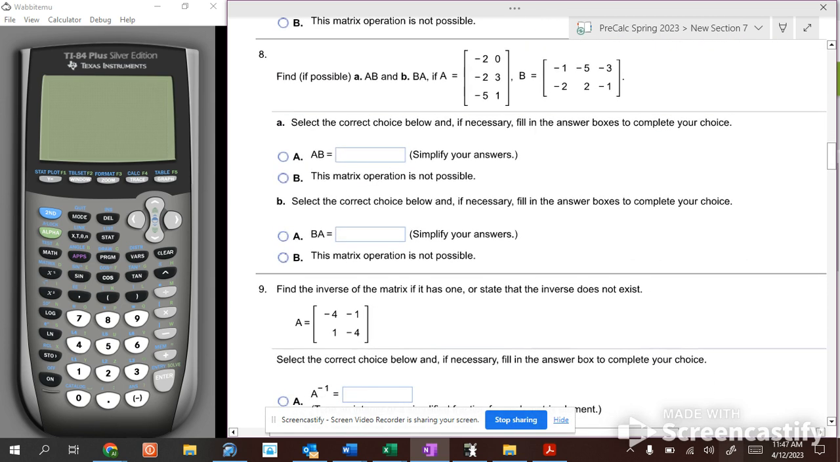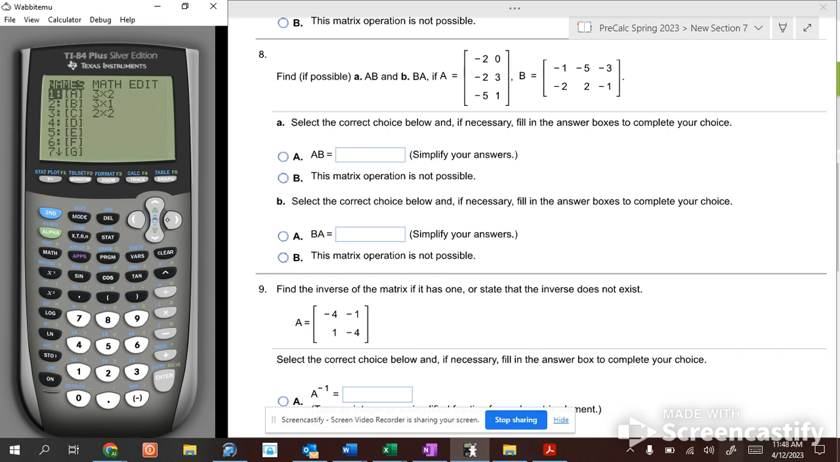Okay, easy peasy. When you get to this, a times b and b times a, what I would use, I'd just use my graphing calculator. Turn it on. Go second matrix. Go to edit it. Edit A to make it a 3-row by 2-column matrix. And make it negative 2, 0, negative 2, 3, negative 5, 1.